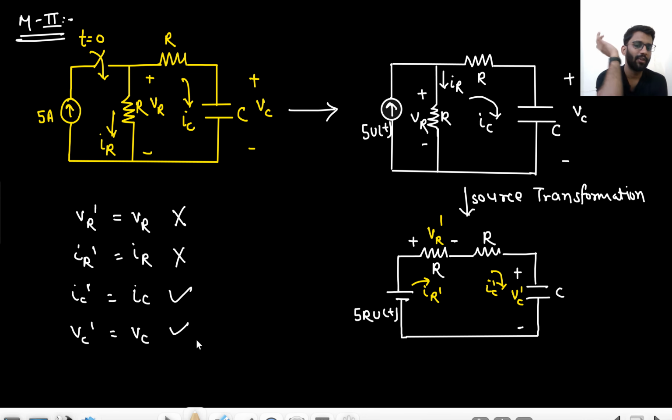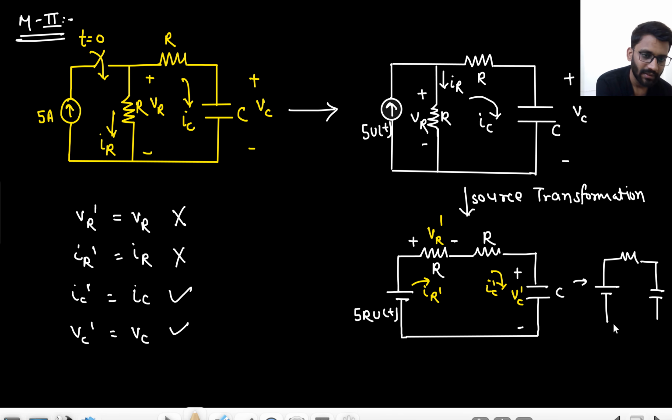So from here, if you need to find VC, how will you find? Simply an RC circuit with 2R resistance in series. So this can be replaced simply with an RC circuit with 5R UT voltage, with a voltage, resistance and a capacitance. Resistance value is 2R, capacitance value is C, and the voltage is 5R UT.